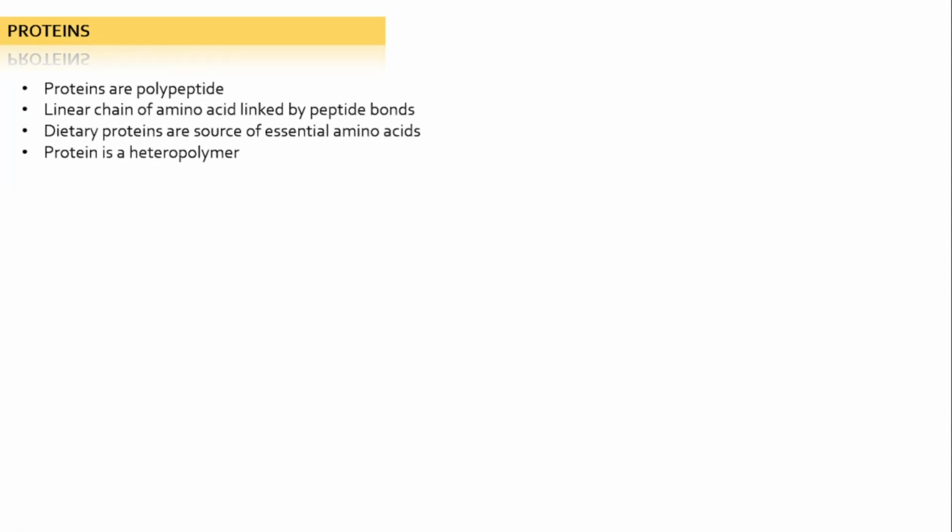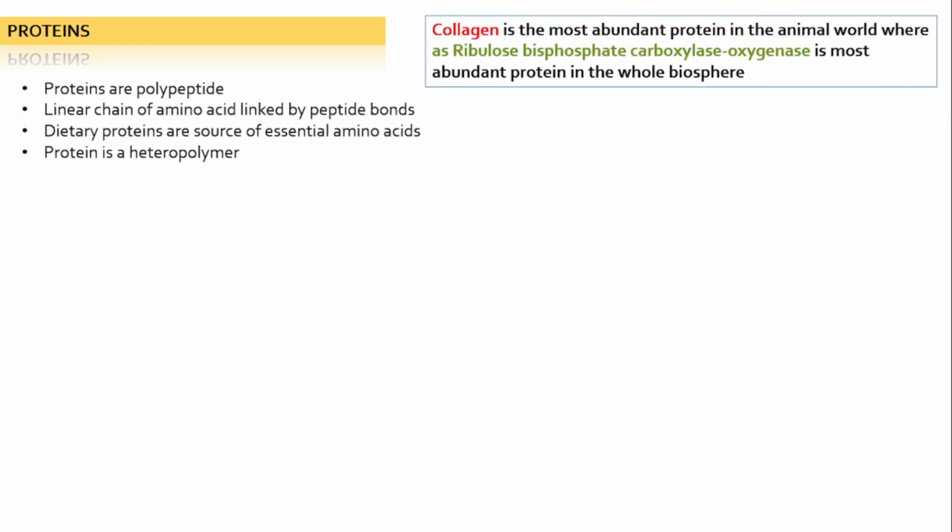In earlier sections, we finished up to macromolecules. Now we'll start with the proteins. Proteins are polypeptides. Okay? It is a linear chain of amino acids linked by peptide bonds. Here, amino acids are linked by peptide bonds.